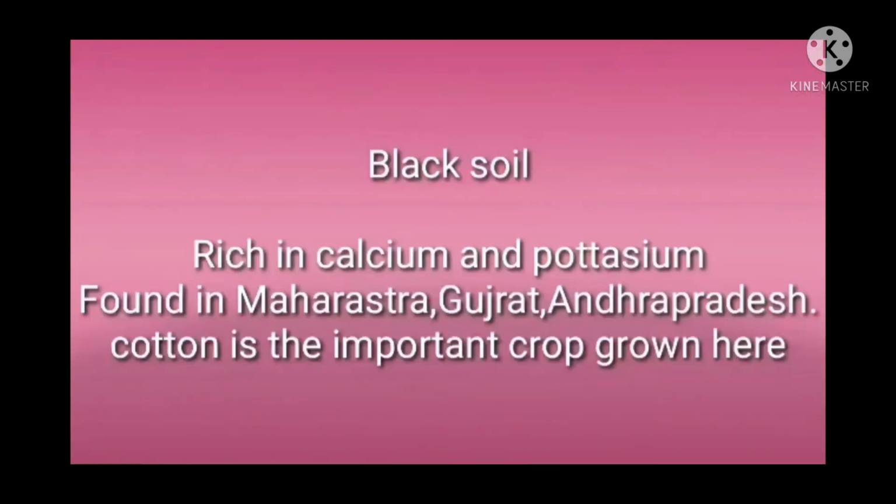The next one, black soil. Black soil is rich in calcium and potassium and it is found in Maharashtra, Gujarat and Andhra Pradesh. It is black in color. Cotton is the most important crop grown on this type of soil. Sugarcane is another important crop that grows well on this soil. So black soil is rich in calcium and potassium. It is mainly found in plateaus, and cotton is the most important crop grown here, and sugarcane is also grown.